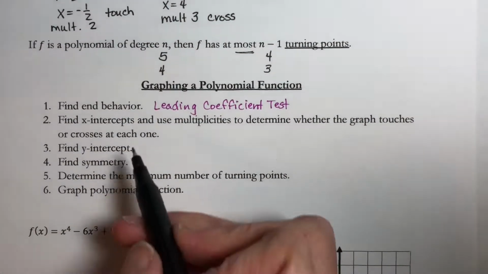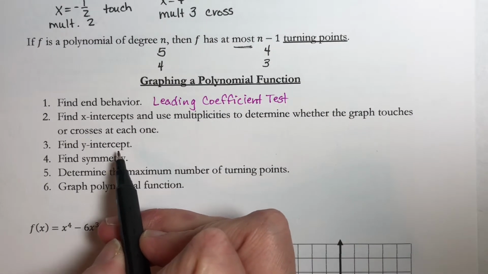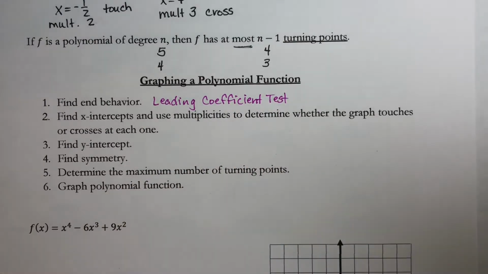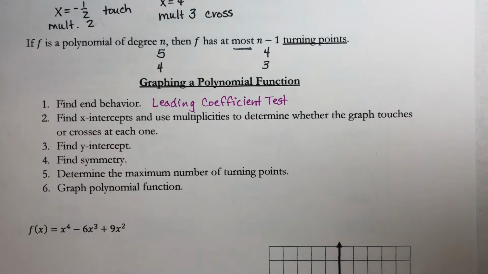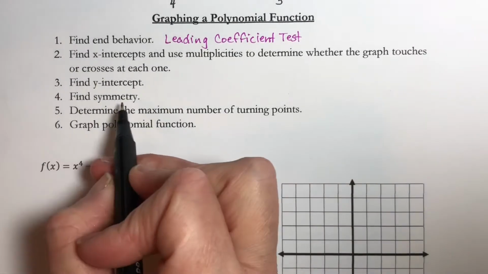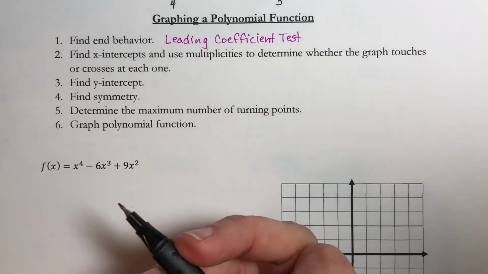Okay. We're going to find a y-intercept. We will only have one because we're dealing with functions. If we have more than one y-intercept, we don't have a function. It doesn't pass the vertical line test. Okay, find symmetry if it has any.